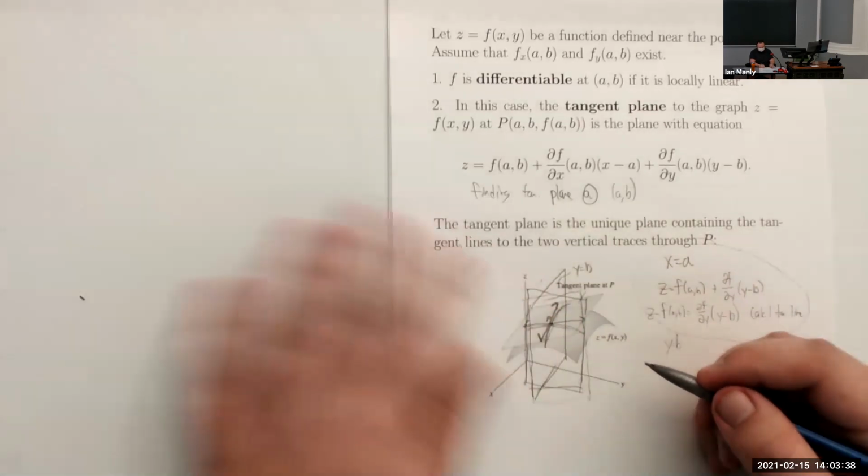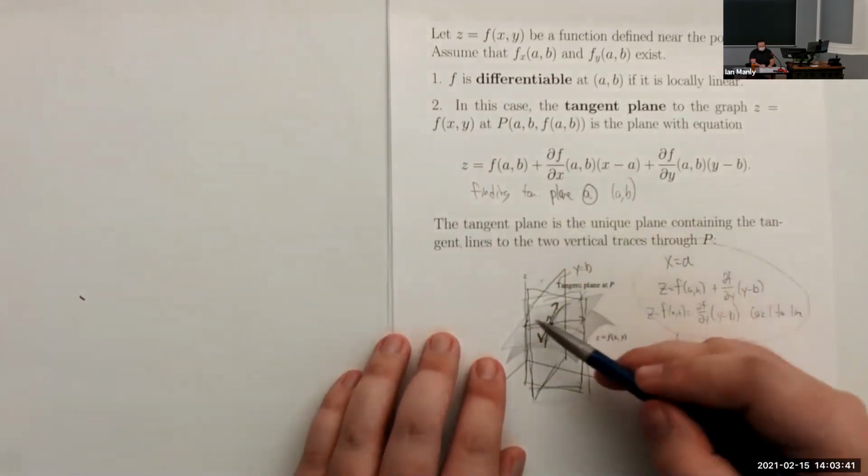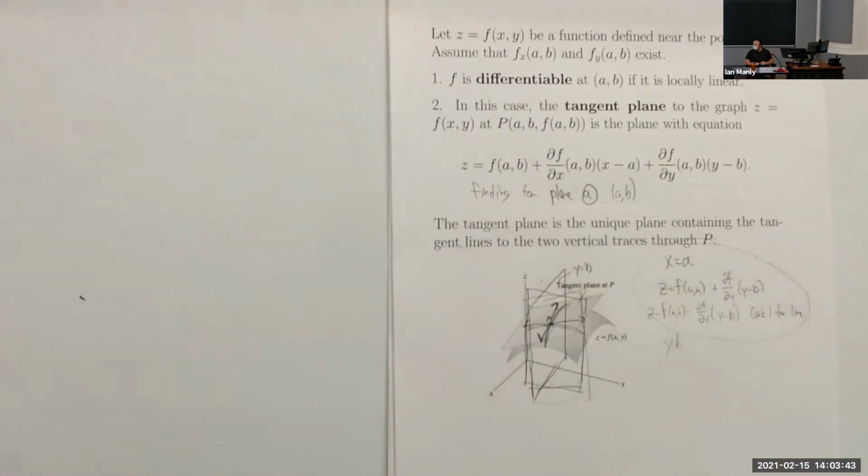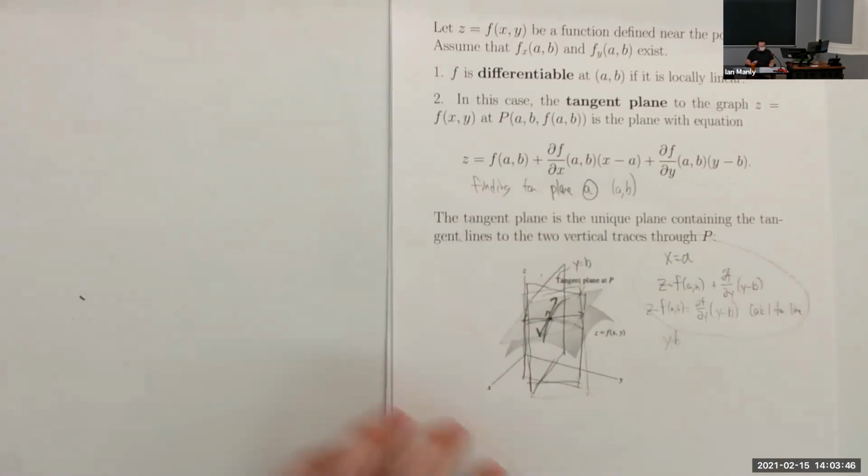So the tangent plane is the unique plane that makes us have both of the 1D tangent lines in each direction right here. Can I zoom my screen a little bit?